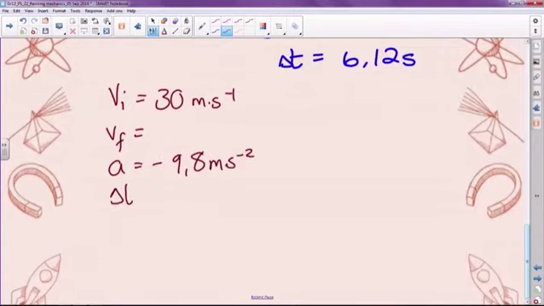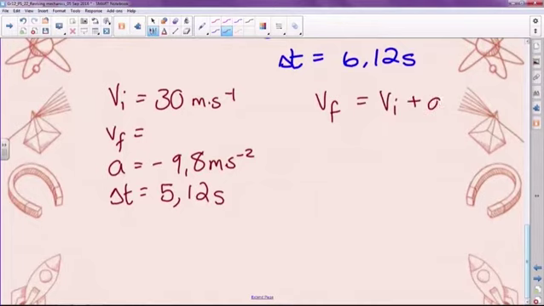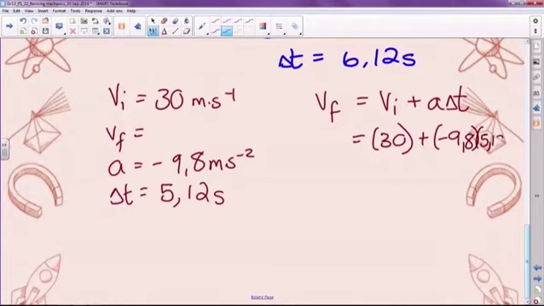But the last second means that it gets to the velocity just before that last second at 5,12 seconds. Oh, look at that. I can find VF. So watch what we're going to do. VF equals VI plus A delta T. So this is 30. This is minus 9,8 times 5,12. And that gives me minus 20,176. I'm going to keep all the decimals for now.